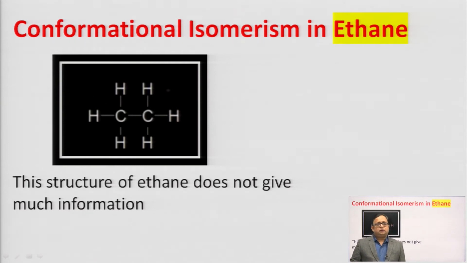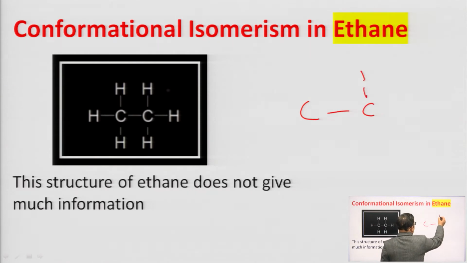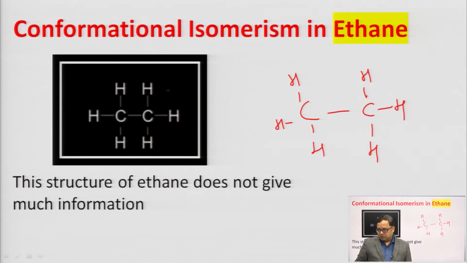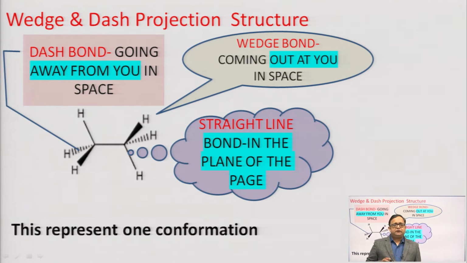Now, let us start with ethane. The structure that we are representing for ethane is like this. This is a very common structure we generally draw for ethane, but this structure is not very informative; it does not give much information. So, to get more information, we can represent the structure of ethane like this. Here we are calling it the wedge and dash projection structure, taking the help of 3 bonds: dash bond, wedge bond and straight lines.